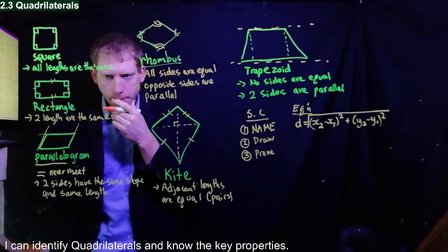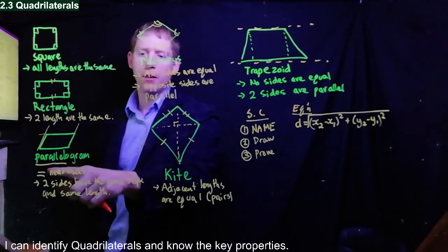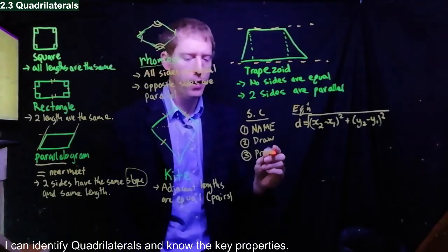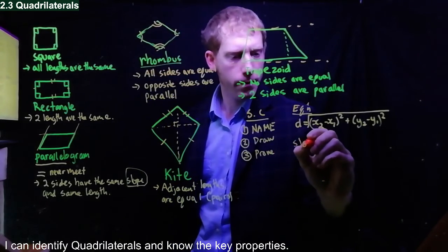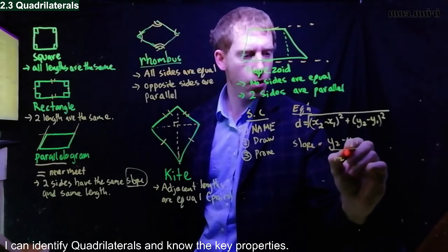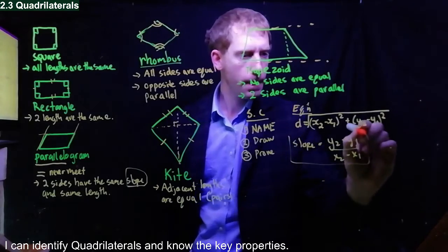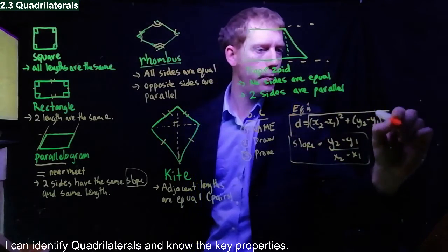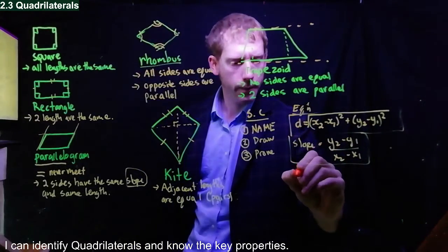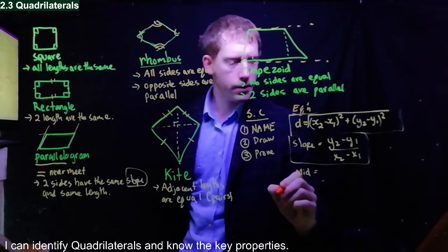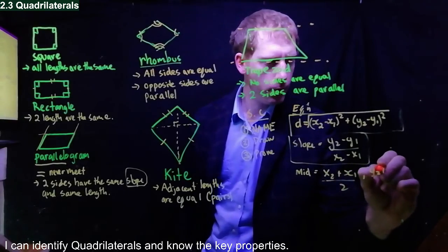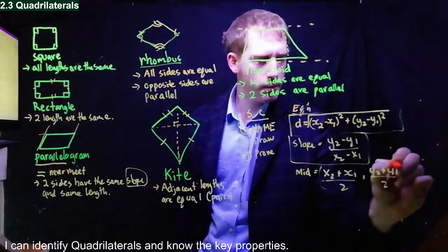What other things? Oh, slope. A parallelogram, we have two sides that the slope is the same. So an equation that we would need to prove is slope. Slope equation is equal to y2 minus y1 over x2 minus x1. So if we have to do slope, we can use that. Other equations that we know are midpoint. Midpoint is x2 plus x1 divided by 2, y2 plus y1 divided by 2. That's the midpoint equation.